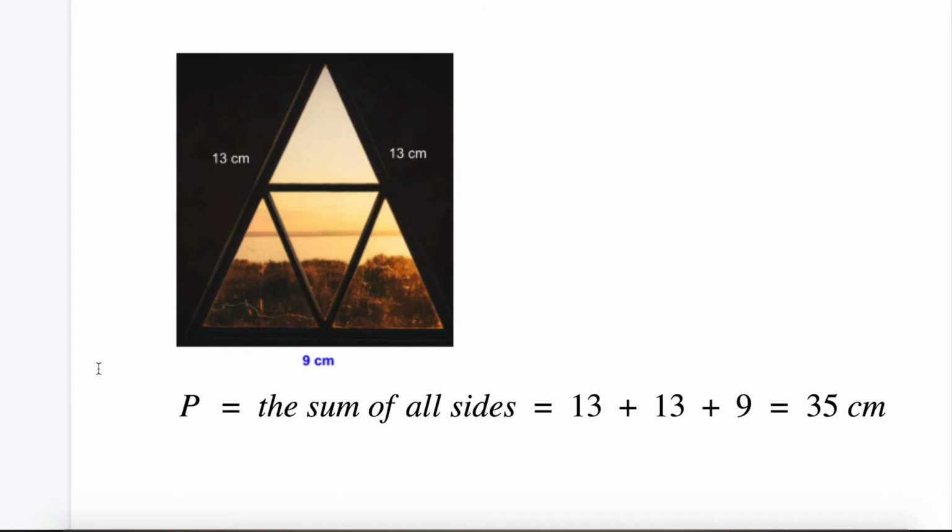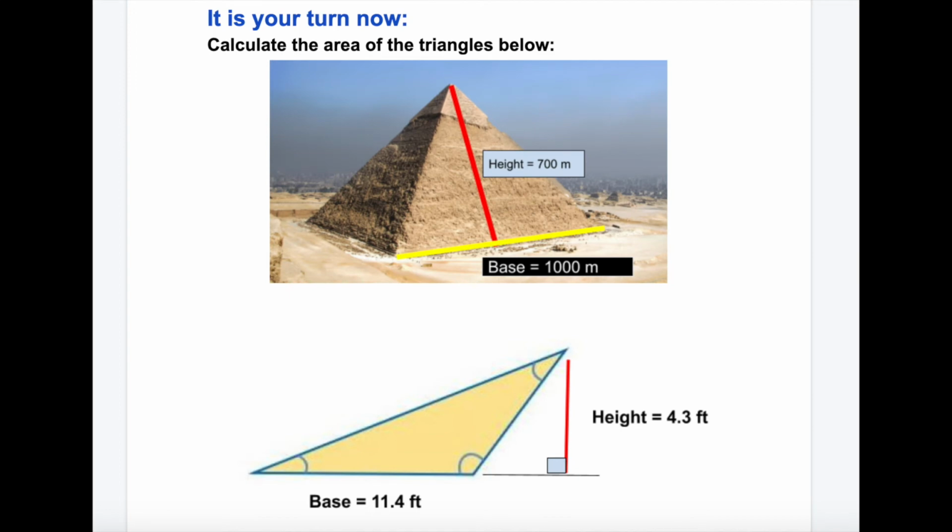So the sides are 13 centimeters, 13 centimeters, and 9 centimeters. So the sum of all sides, which is 13 plus 13 plus 9, so 35 centimeters. You don't need to write square, just centimeters. It's your turn now. Try to find the area of the given triangles.